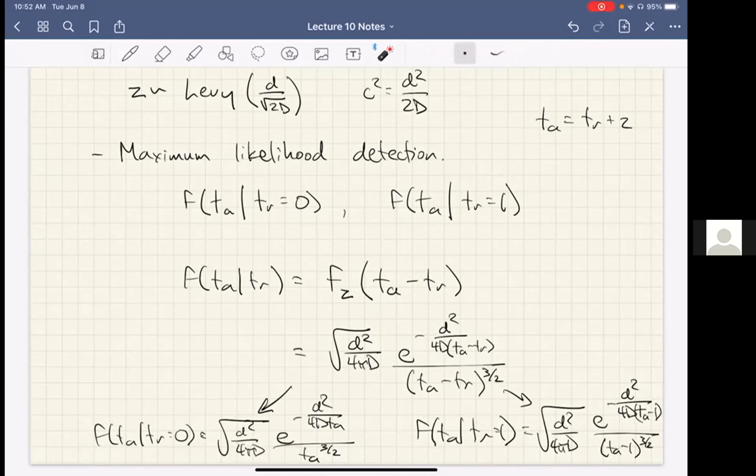Also remember, the distribution of Z is 0 if the argument is negative. That means if you receive anything less than 1, TA minus TR will be negative, and so this would be equal to 0, which means that necessarily if you observe something less than 1, you must pick 0, because it's impossible if you release the molecule at time 1 for it to arrive before time 1.